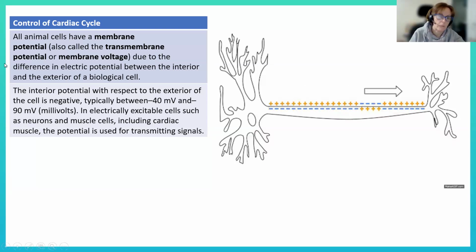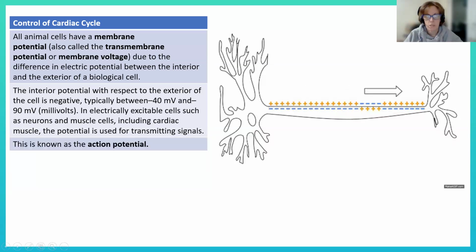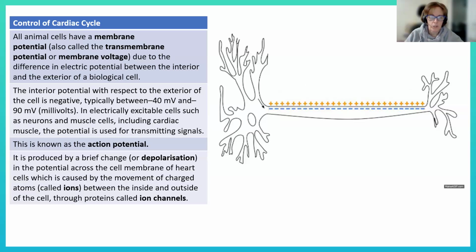Yeah, that's basically what it says. The electrically excitable cells, such as neurons, which we can see here, and the muscle cells, including the cardiac muscle that we're talking about today, is how signals are transmitted across them. And we call this impulse, this potential, this ability to change from positive to negative, an action potential. So that's the name of this charge difference across the membrane, the action potential.